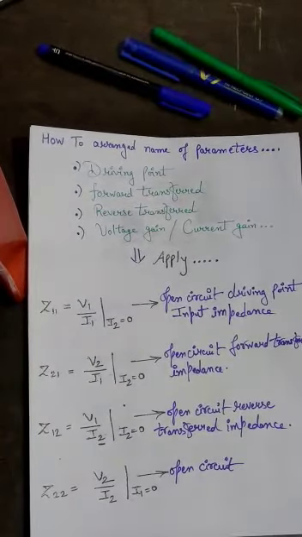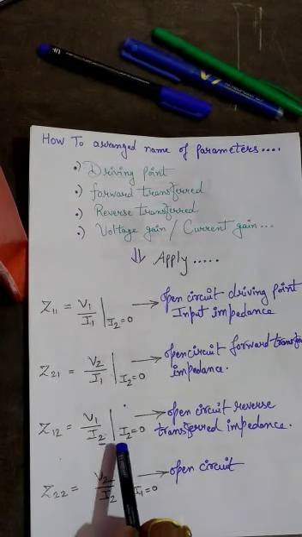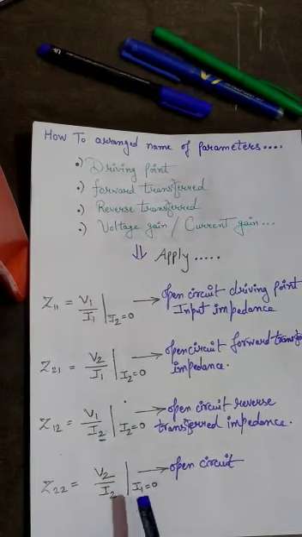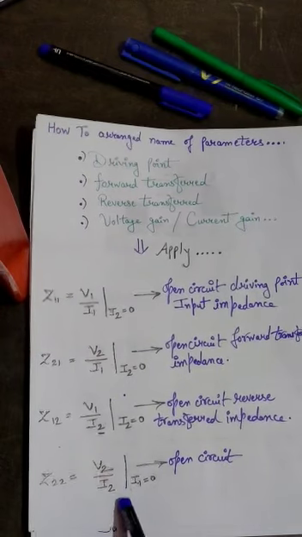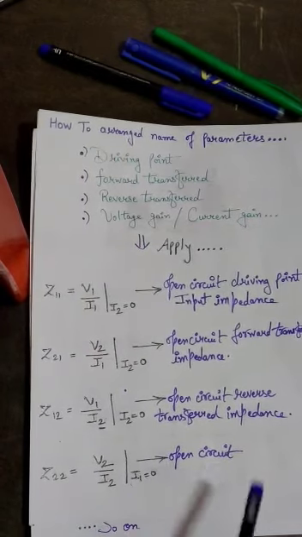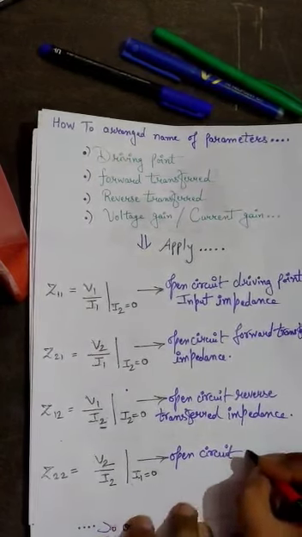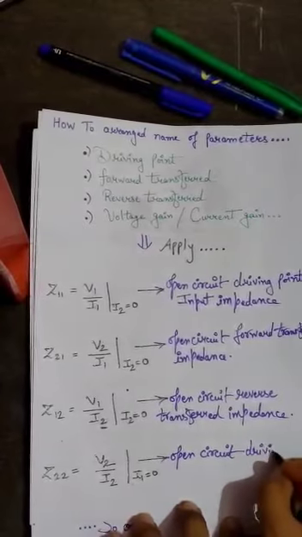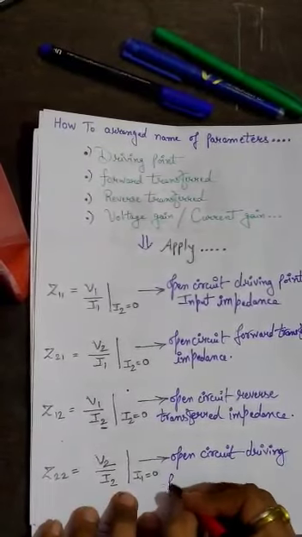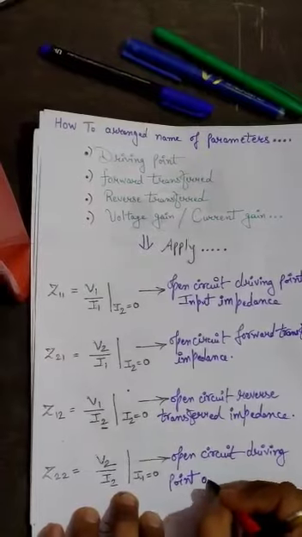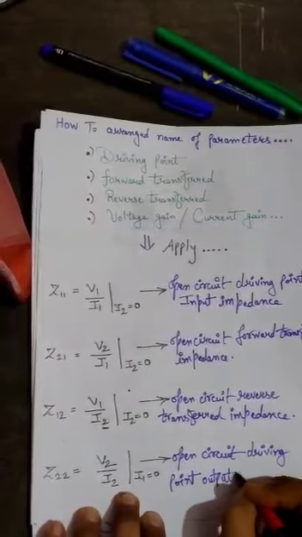Now turn to Z22. Z22 equals V2 upon I2. It means 2 and 2, it means output variables. We can write driving point output impedance.